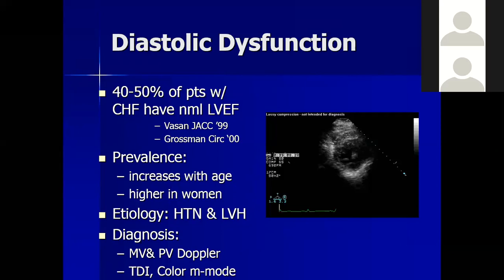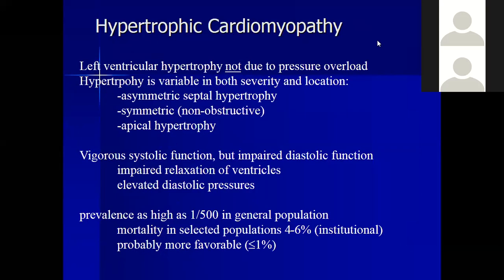So these patients, you always remember, heart failure with a normal ejection fraction is a diastolic dysfunction. So if somebody has heart failure with a normal EF, this is the diastolic dysfunction. Hypertrophic cardiomyopathy is a different entity. It's a risk of sudden cardiac death, left ventricular hypertrophy not due to pressure overload. This hypertrophy can be variable in location. It could be asymmetric, symmetric, apical. There are different types, reverse. There is vigorous systolic function. The function is very good, but they also have impaired diastolic function.